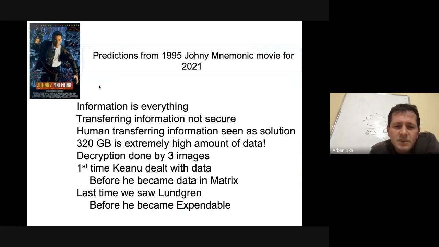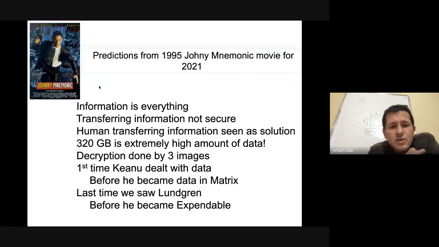So they would encrypt this information, in the order of 320 gigabytes, into the brain of people. And Keanu Reeves, before he became a star in the movie Matrix, which is also a sci-fi or high-tech movie, played in this movie, Johnny Mnemonic. And this was the last time we saw Dolph Lundgren. Dolph Lundgren played in this movie after he played Rocky Balboa in the Rocky Balboa movies.